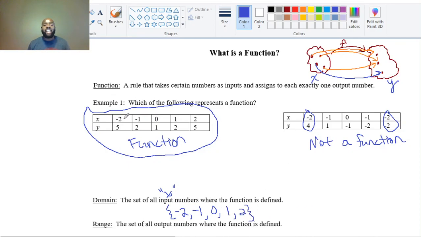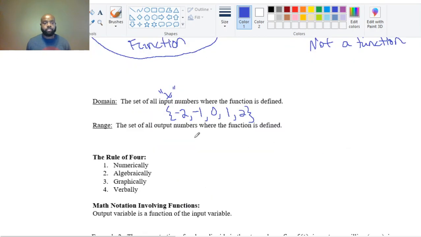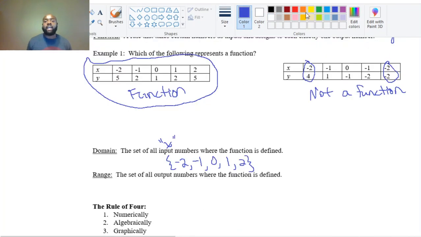Those are my set of input values. And since I'm given a table, I'm just listing the values. I'm not going to say, oh, all the numbers between -2 and 2. I'm going to just list the numbers that are in my table. The range is your set of all output numbers, and a lot of times in math, we like to use the y coordinate for your output values. And so some people say that the range is your set of all y values where your function is defined.